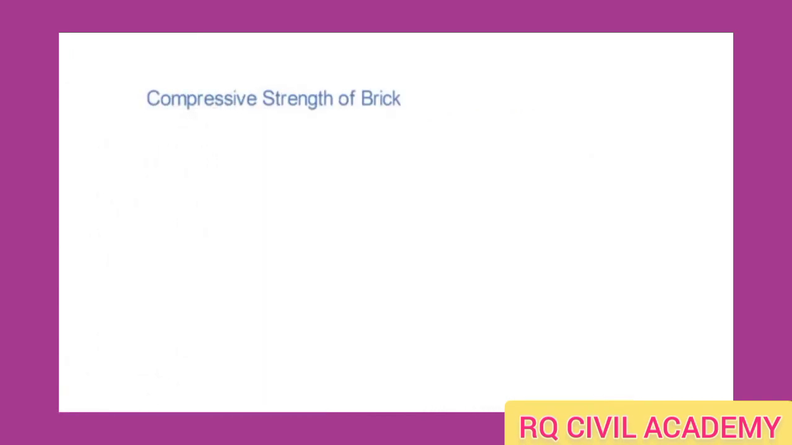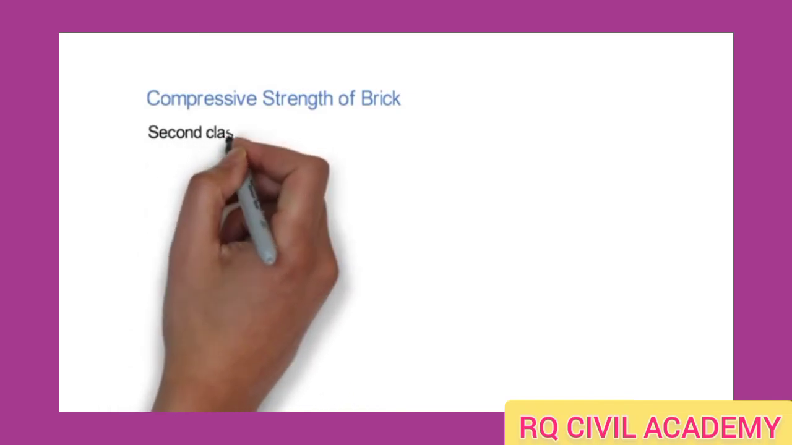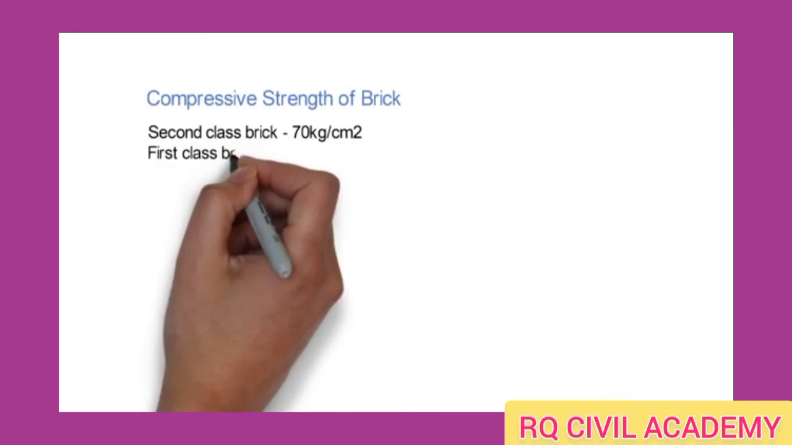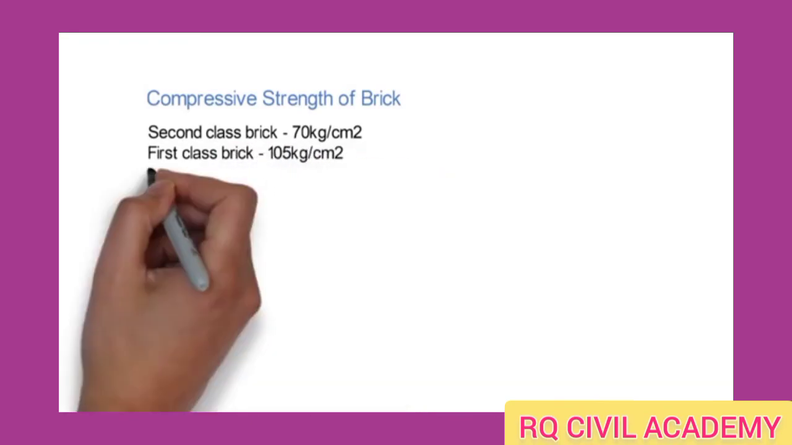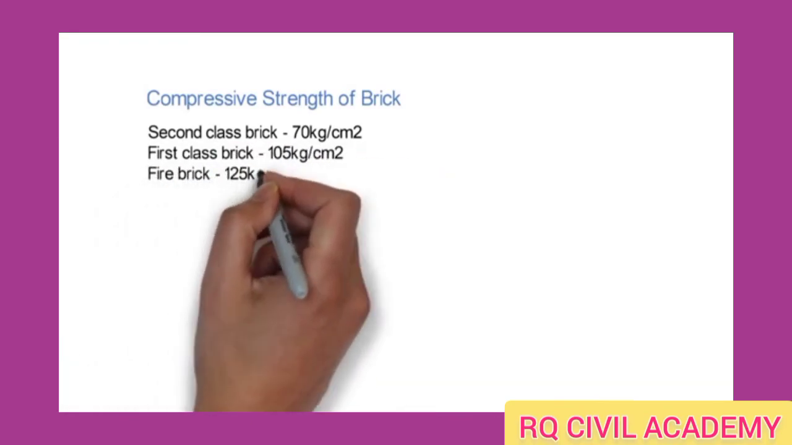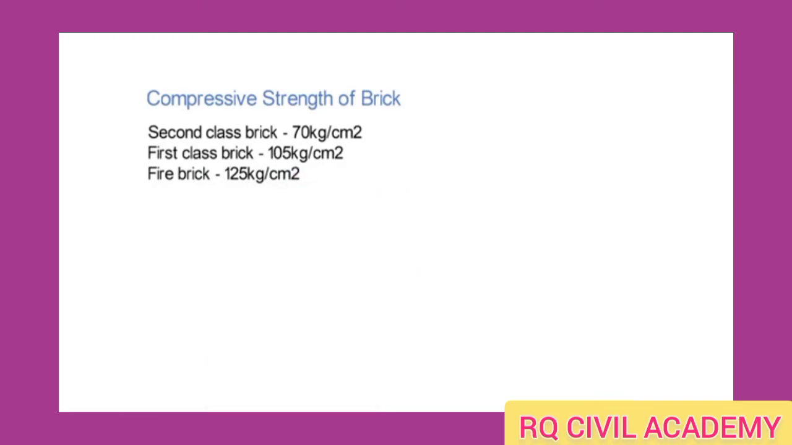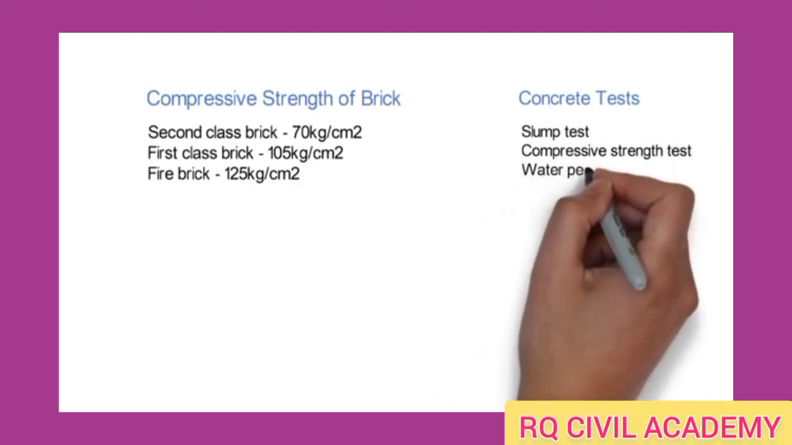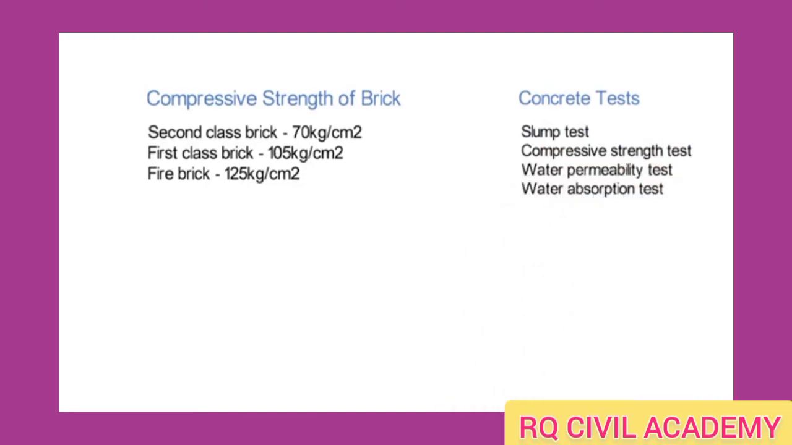Compressive strength of brick. For second class brick, the compressive strength is 70 kg per centimeter square. For first class brick, it is 105 kg per centimeter square. Fire brick, it is 125 kg per centimeter square. Concrete tests. Slump test, compressive strength test, water permeability test, water absorption test.